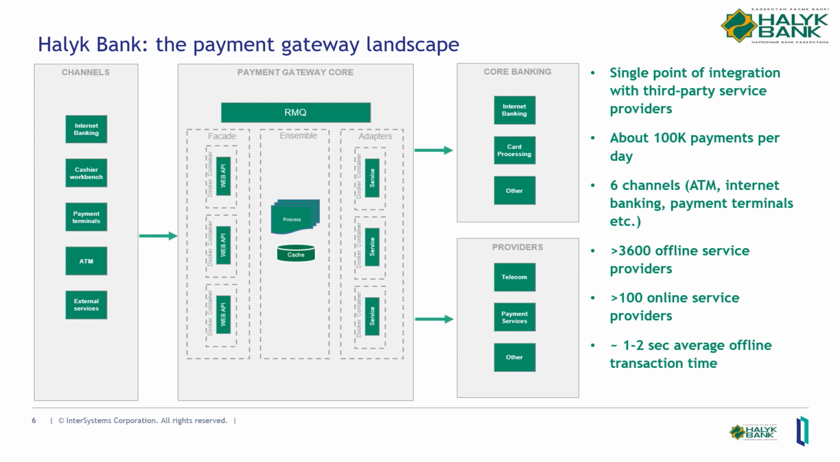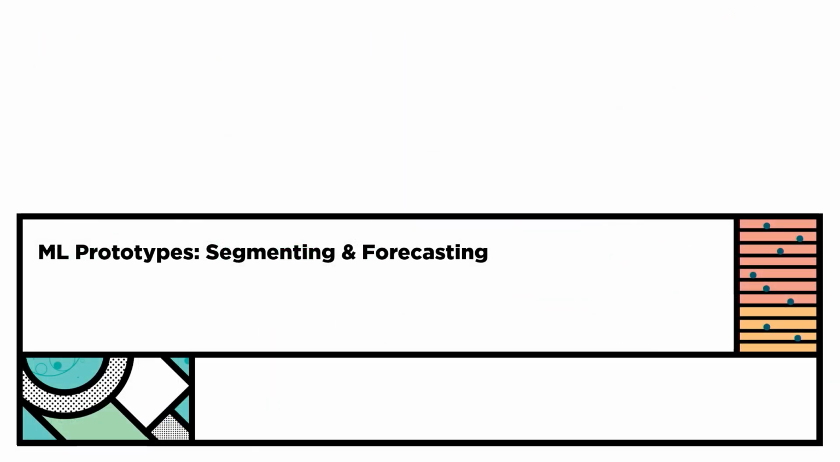Both of these systems generate a lot of data, and a few months ago we started a co-innovation project with our partners InterSystems to get the benefit of this data. We chose the payment gateway to test our ideas, and developed some machine learning prototypes. It's 2 prototypes. Let me give the floor to Sergey, who will tell more about these prototypes.